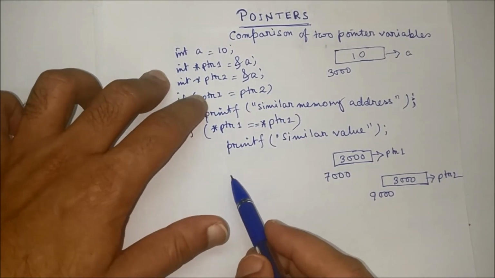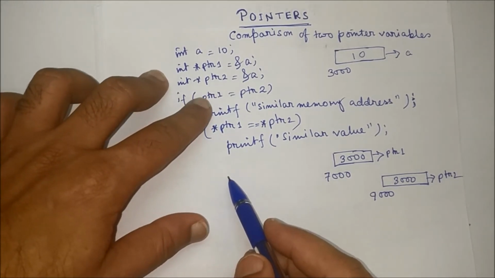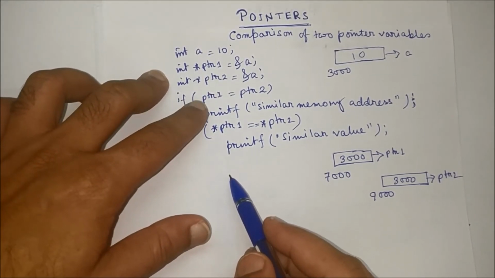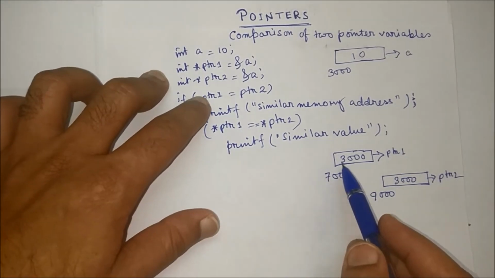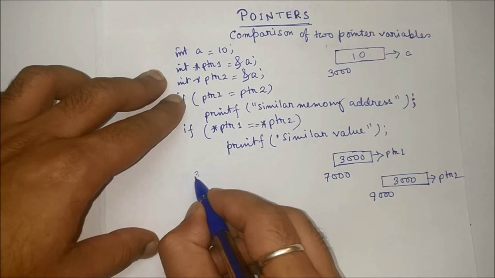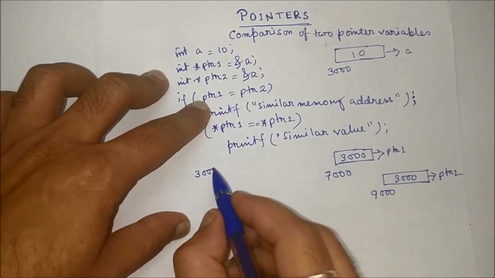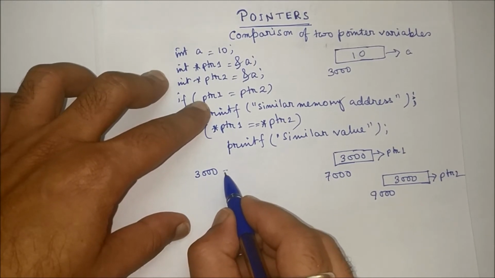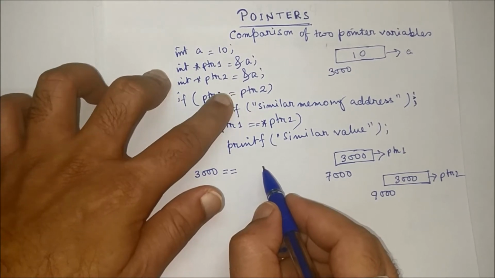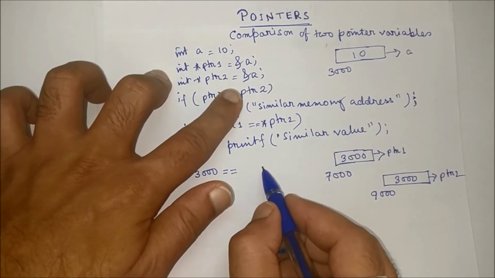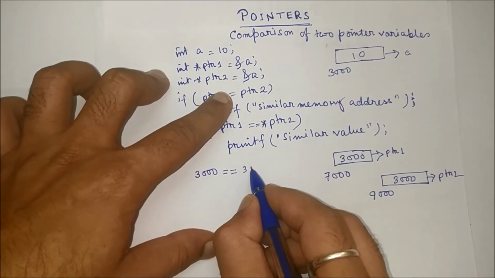Now what we are doing here, we are trying to compare between the two pointer variables. This statement will compare two memory addresses. The pointer variable value is nothing but the memory address of A, so it will result as 3000. And then we are comparing with another pointer variable, that is ptr2. ptr2 will return the other memory address that is pointed to by ptr2, that is nothing but 3000, right?